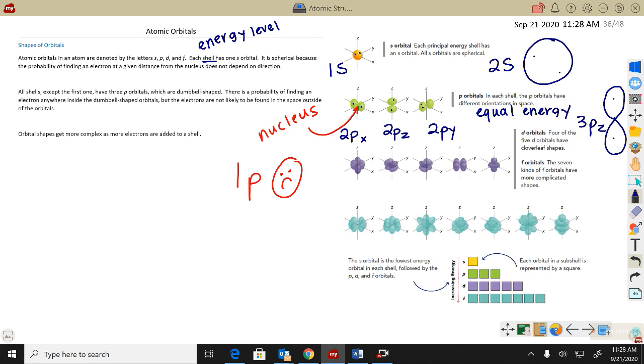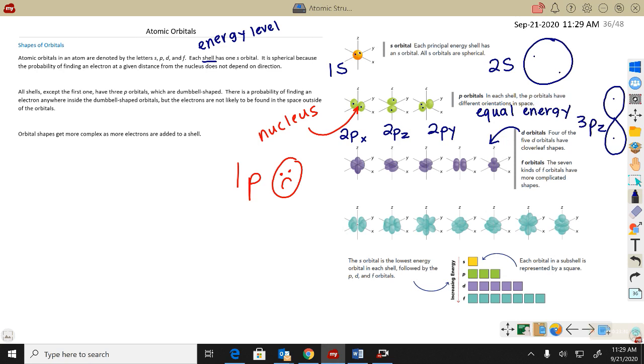Okay, so orbital shapes get more complex as more electrons are added to a shell or an energy level. The first energy level only has the s. The second energy level has an s, and it has these p orbitals. But when you get to the third energy level, that's the first time that you find d orbitals. Oh my gosh! So the d orbitals are these guys. These guys in purple are the d's. They're a little bit bigger and higher in energy.